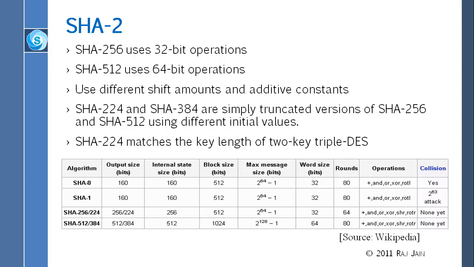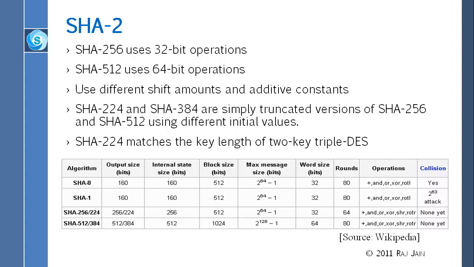Now this 2 raised to 63 attack has been done on SHA-1, which is basically 160 bits. How much did we expect for a 160-bit hash function? 2 raised to 80 without much difficulty. I mean, that is about the birthday paradox. But they could do it with 2 raised to 63, which is 17 less. So these others have not been broken yet. This table came from Wikipedia.